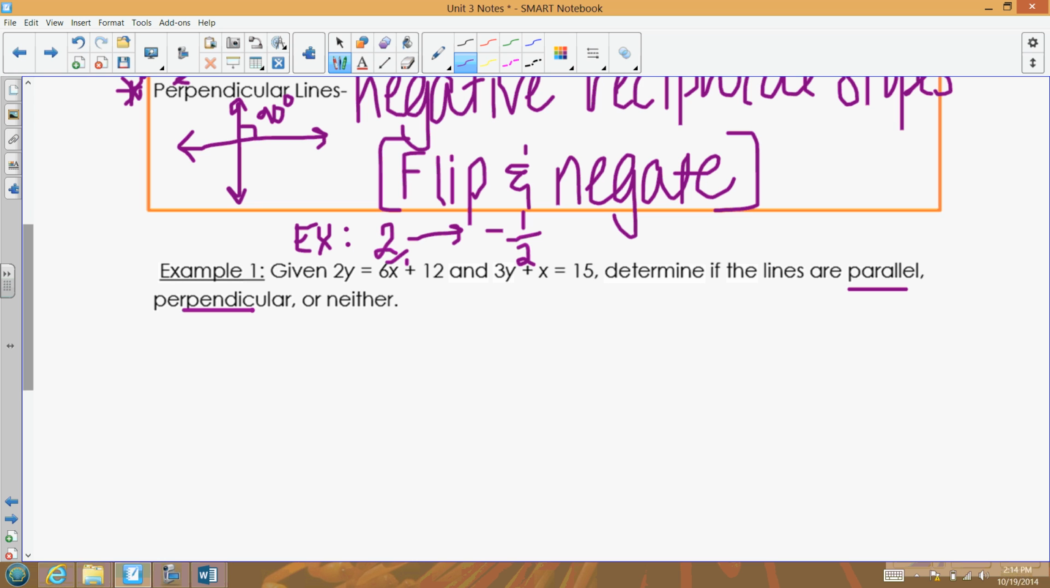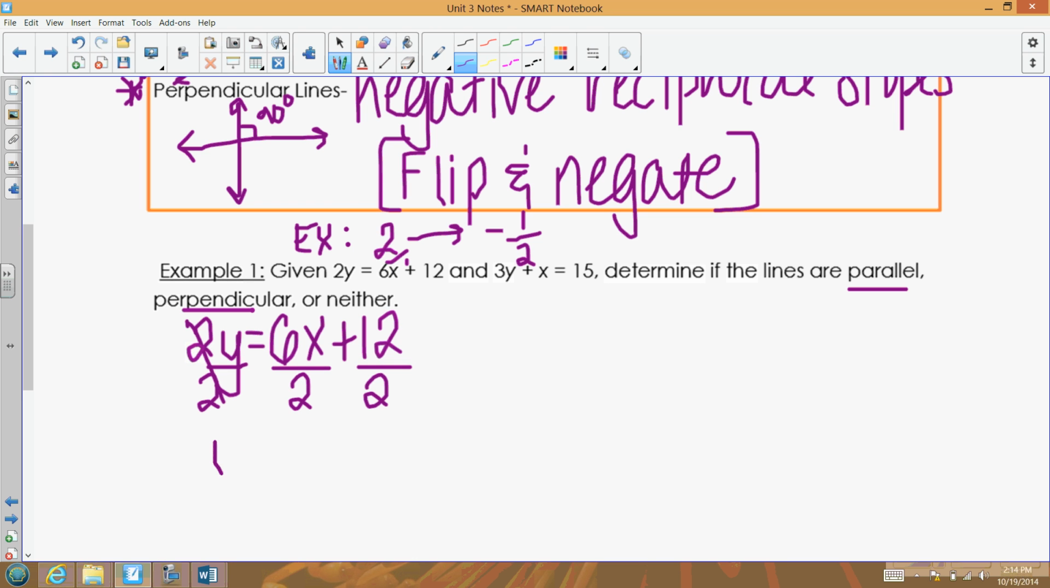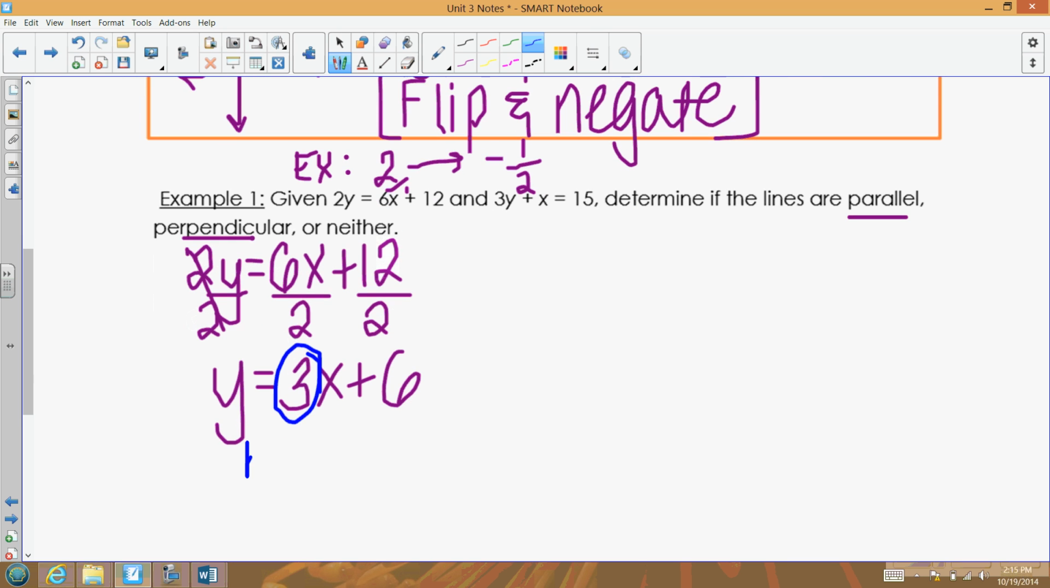So what we're going to do is take each equation and find the slope of each equation, which really means get it into y equals mx plus b form. Because if you get it into y equals mx plus b, you know that the number in front of the x is the slope. So to get this into y equals mx plus b form, I'm going to divide everything by 2. I need to get y by itself. So I have y equals 3x plus 6. So then looking at this, the slope of this line is going to be 3. It's the number in front of x.